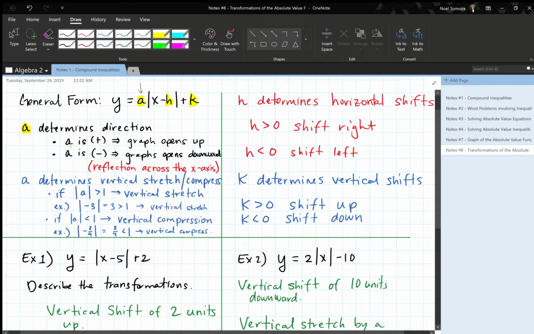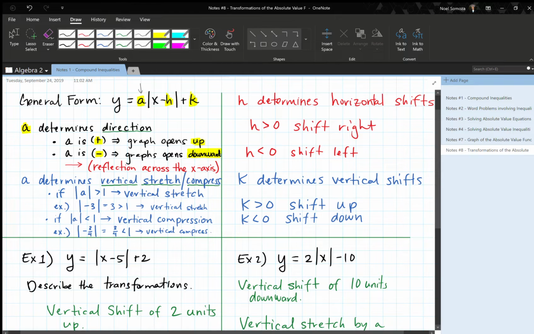If a is positive, then the graph opens up. That's simple. If a is a negative number, then the graph is going to open downwards. The fact that it's negative means that it got reflected across the x-axis, so keep that in mind. Now, a determines two things. We already saw that it determines a direction, up or down, but a also determines whether something gets stretched or compressed vertically.